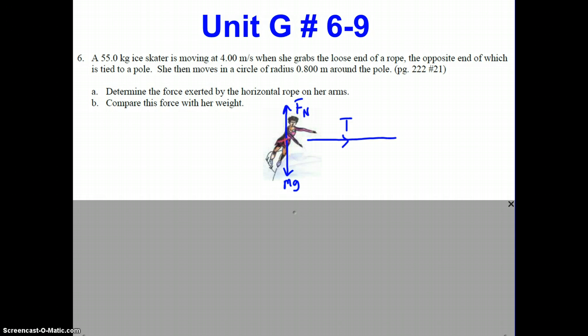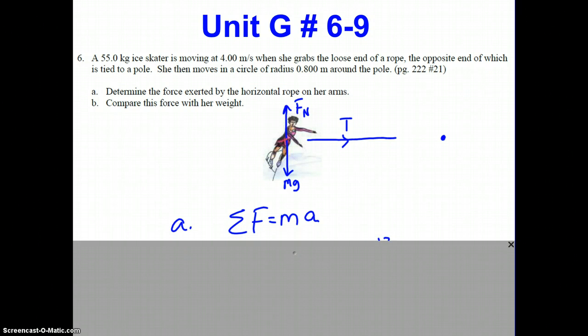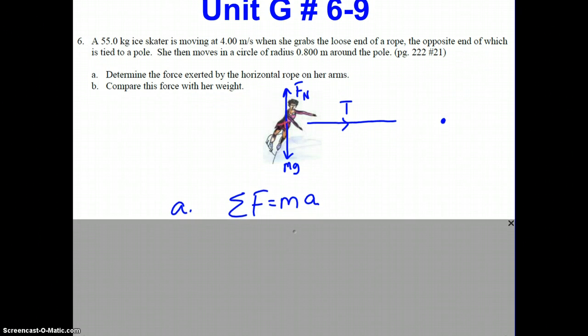You can see that the dot over here represents the center of the circular path, and there's only one force in this problem keeping her traveling in the circle. So the force exerted by the horizontal rope on her arms is the tension in the rope, and that force is causing her to stay in the circle.